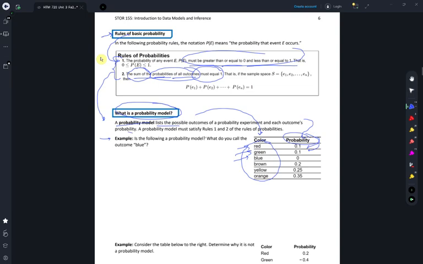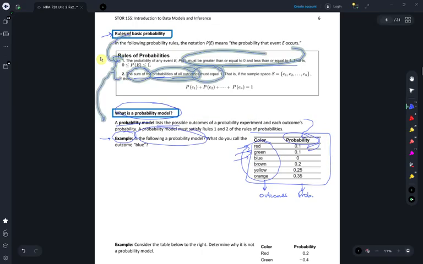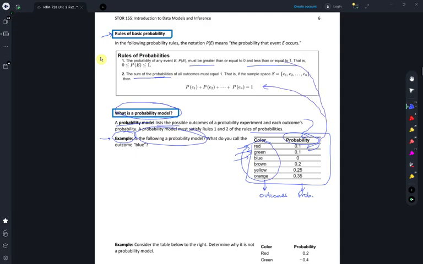So that brings us to the question. This table, where you have the different outcomes and their respective probabilities, does it represent a valid probability model? In other words, does it obey the rules of probabilities as specified up here? Well, all I need to do to answer that question is to check if each of the probabilities is a number between 0 and 1, inclusive, and that appears to check off. So rule number one is satisfied. But what about rule number two?